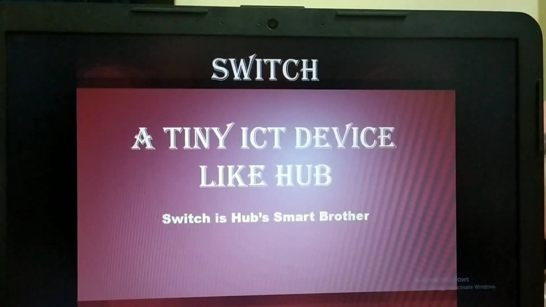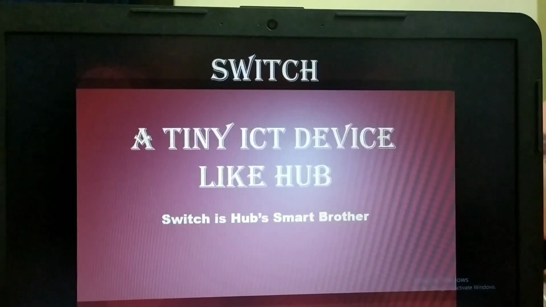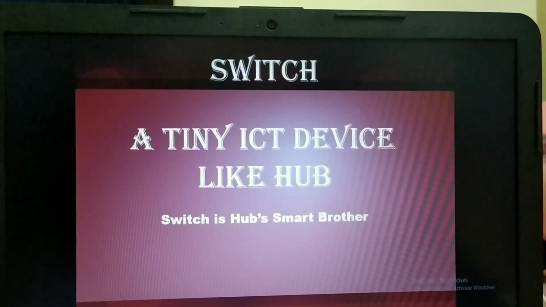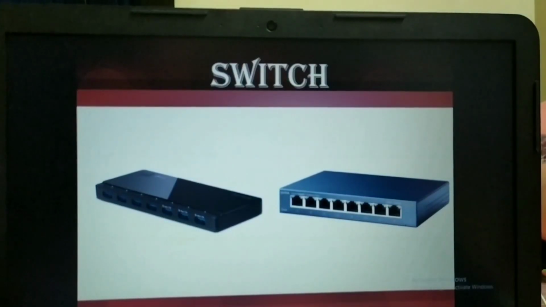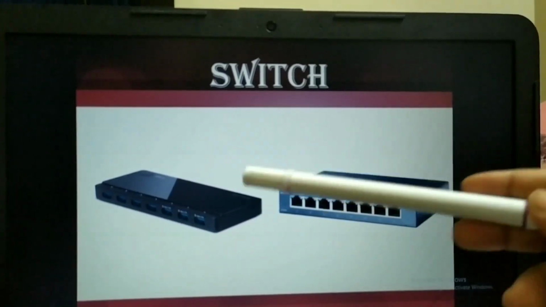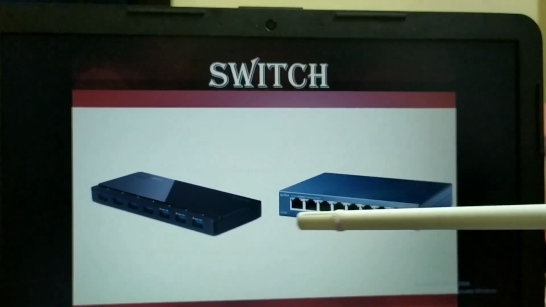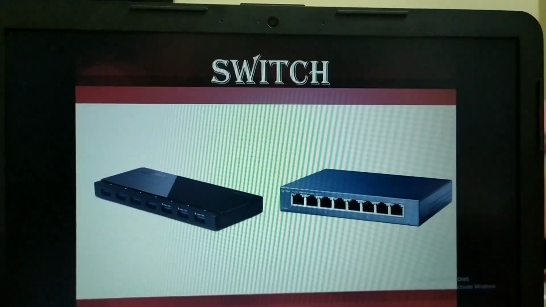Switch is also an ICT device like hub, and most importantly, we can say that switch is hub's smarter brother. Wow, that's very amazing to hear. Now see the images of switch. Maybe some of us have seen it, maybe some don't, whatever. These ports are USB ports, you have to keep that in mind.